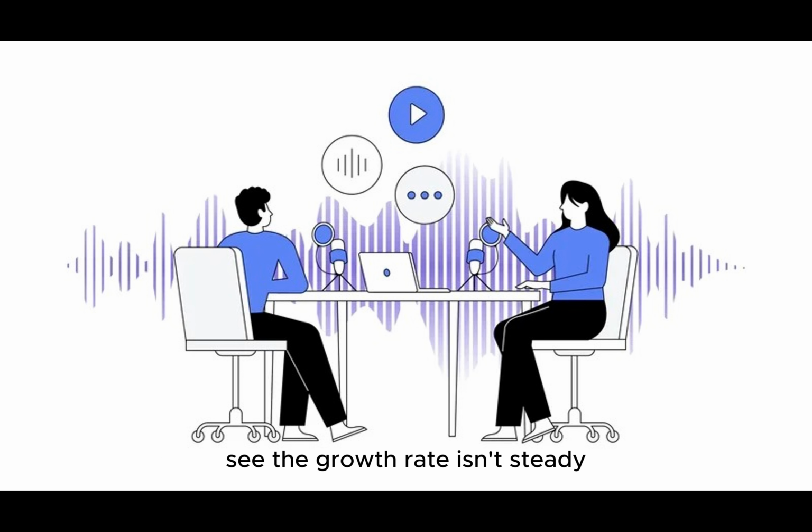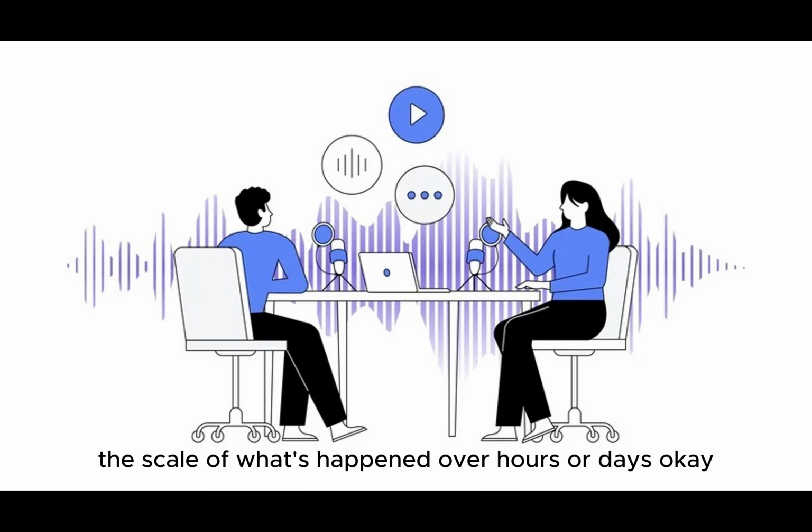See, the growth rate isn't steady. It often speeds up as the numbers increase if conditions are right. So just knowing the rate at one point doesn't tell you the whole story, the scale of what's happened over hours or days. Okay, that makes sense. So if that rate keeps changing, how does calculus actually capture the overall buildup? It can't be as simple as just rate times time, can it?